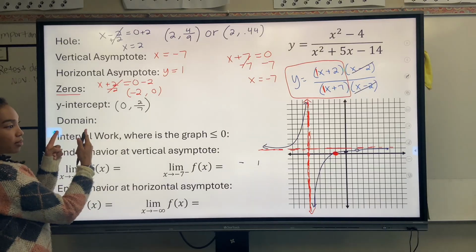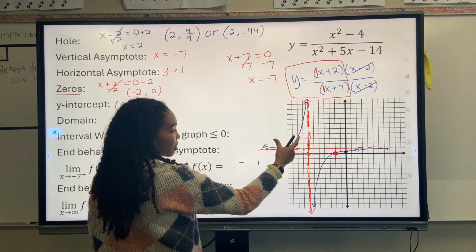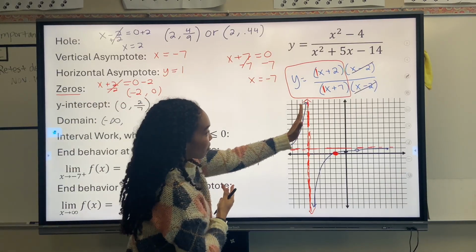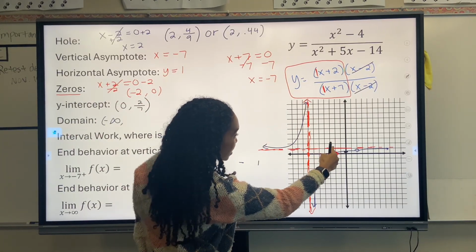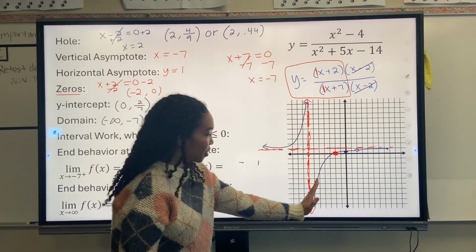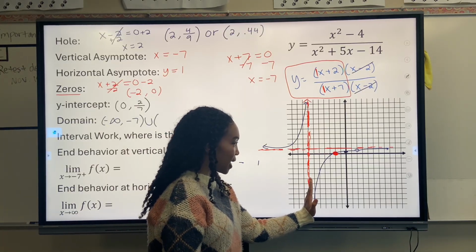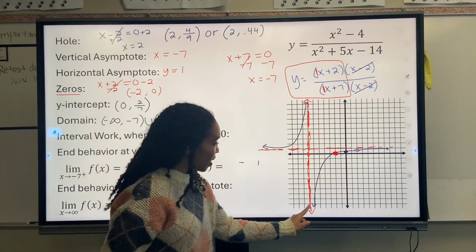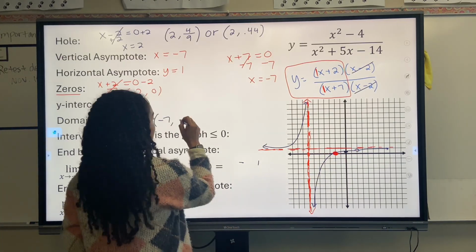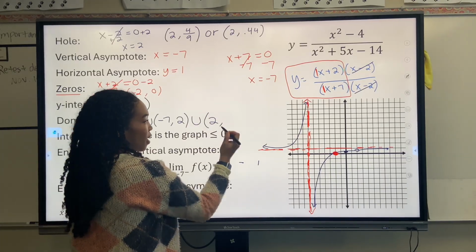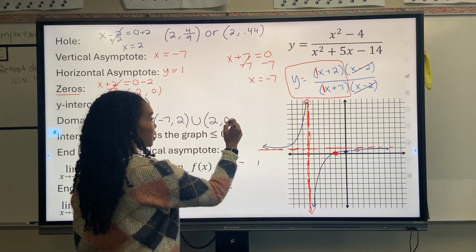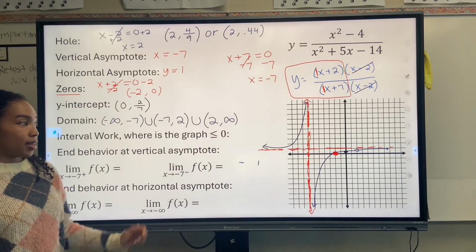So let's talk about the domain. On this side, this is the left side, it's pointing to the left. That's negative infinity. And if you follow the graph, it gets very close to this asymptote, which is at -7. And then it continues right here. It starts close to the asymptote at -7, and then follow the line. It gets to this hole, which is at 2. And then it picks up at 2 on the other side of 2, and it goes to the right. So 2 to infinity. So that is your domain.